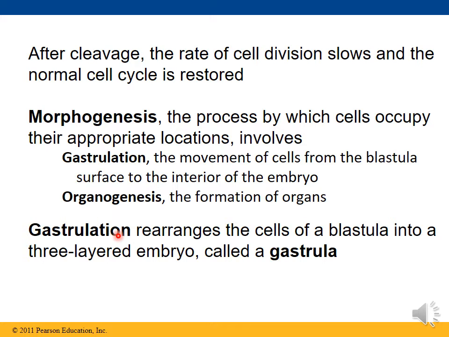Gastrulation rearranges the cells of the blastula into the three-layered embryo called the gastrula. During the second week of embryogenesis, you remember that the embryo is named the bilaminar germ disc. It consists of two layers, epiblast and hypoblast. Whereas during gastrulation, there is a transformation of this bilaminar disc into a trilaminar germ disc. It's composed of three layers, so it's named the gastrula.